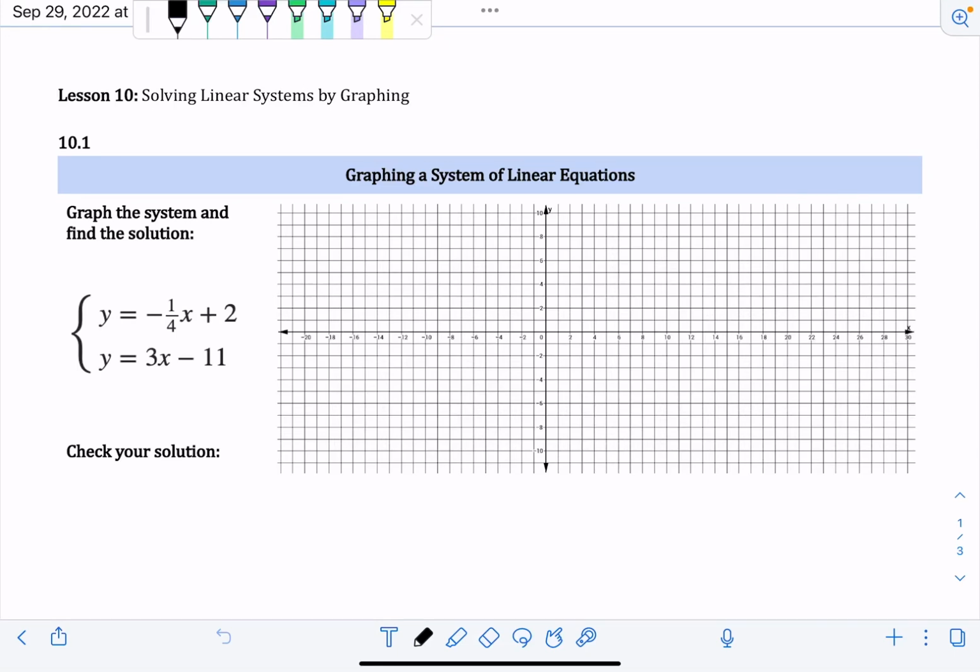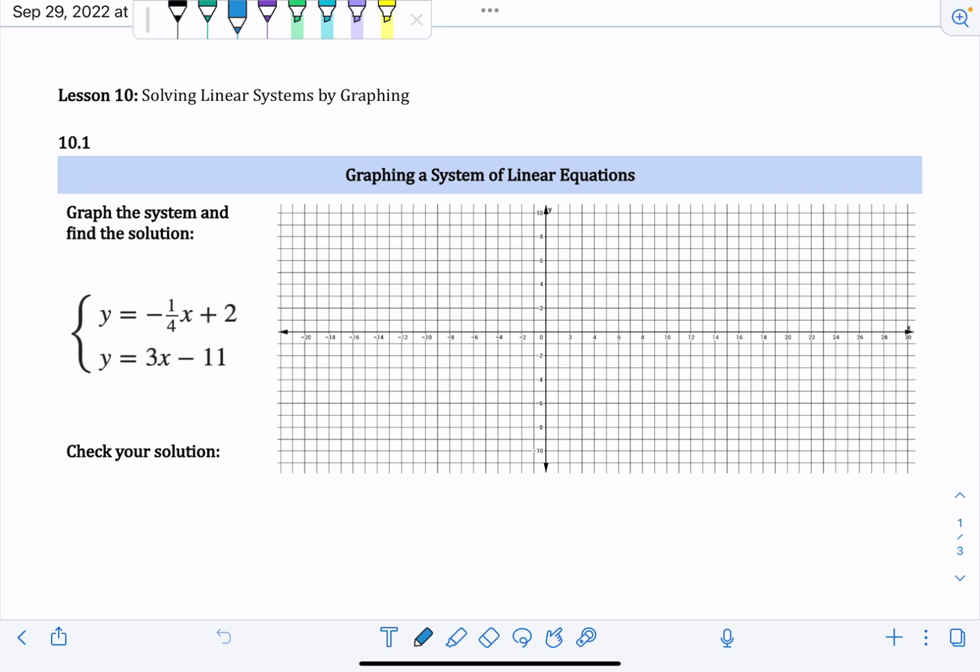Lesson 10 is solving linear systems by graphing. So this is our first kind of experience with linear systems. We're going to talk about them more in the next unit, but I think graphing is a good way to introduce them. So 10.1 is graphing a system of linear equations.